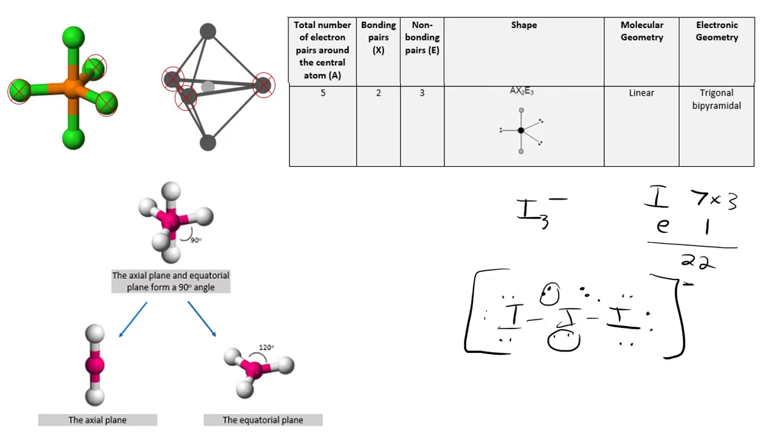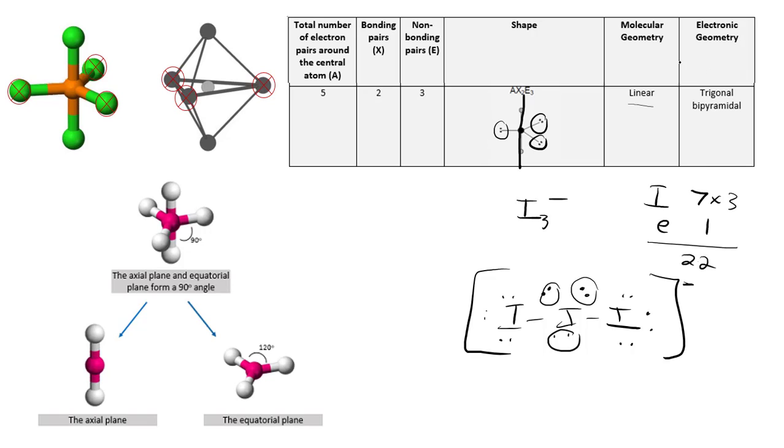Which means I have 3 electron pairs around the central atom. All of those are in the equatorial plane, and then here in a line in my axial plane, now I have my 3 iodine atoms. So it is trigonal bipyramidal, and it's linear as far as molecular geometry goes.